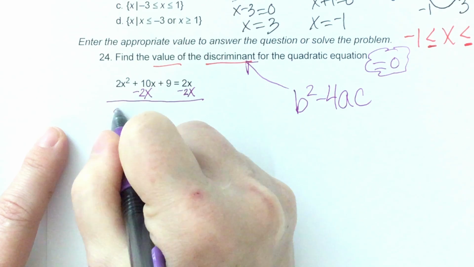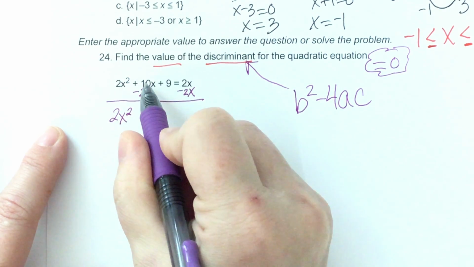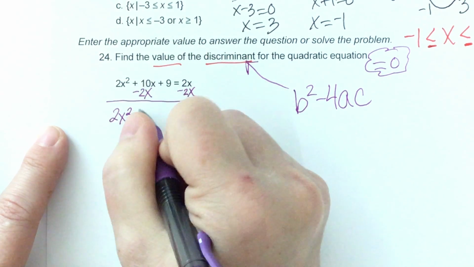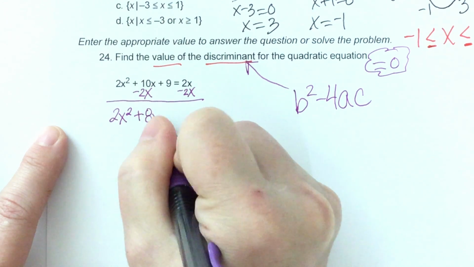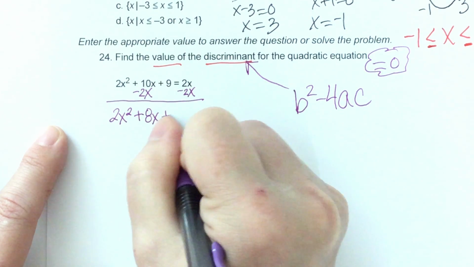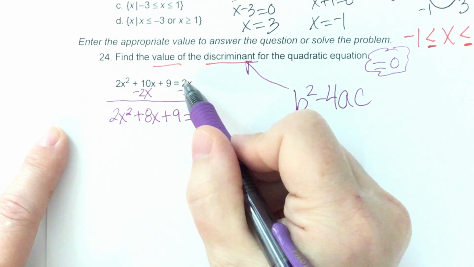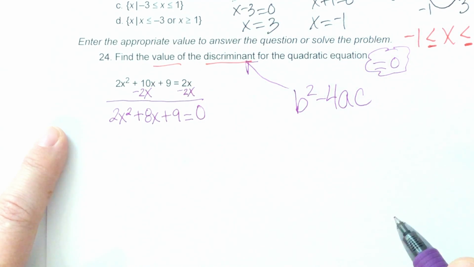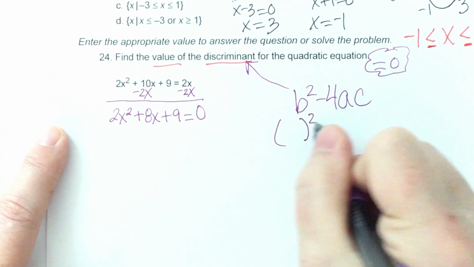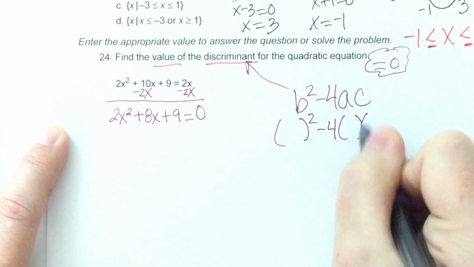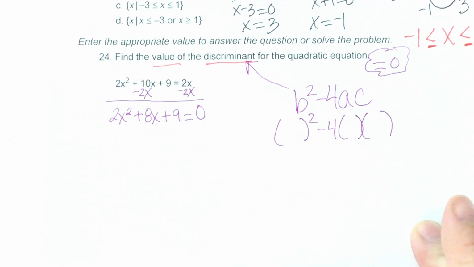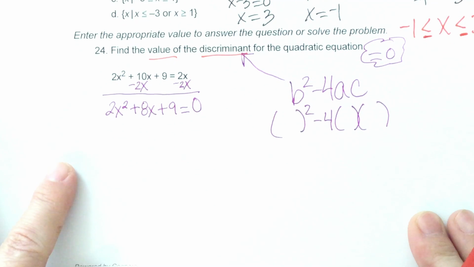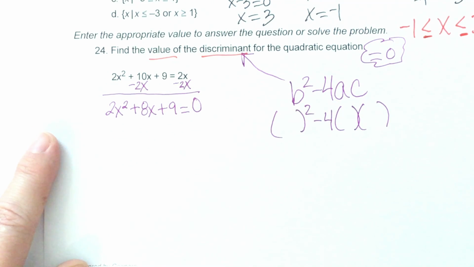So the 2x squared would come down. 10x minus 2x makes 8x. And then my plus 9 would come down. And then this is now a 0. Okay, so to calculate our b squared minus 4ac, I put parentheses where my b is, parentheses where my a is, parentheses where my c is. Then I'm going to plug in what they are.